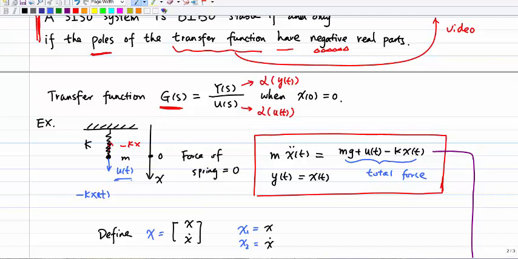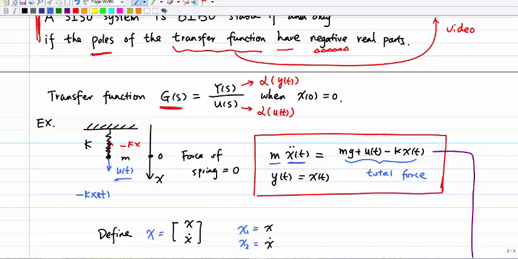Okay. So if I use Newton's second law, m times acceleration is equal to the force applied to the object. The force includes m g, where g is the gravitational constant, which is the force created by the gravitational field. And u(t) is the actual input we apply, and minus k x(t) is the force created by the spring. So this is the total force applied to the object.